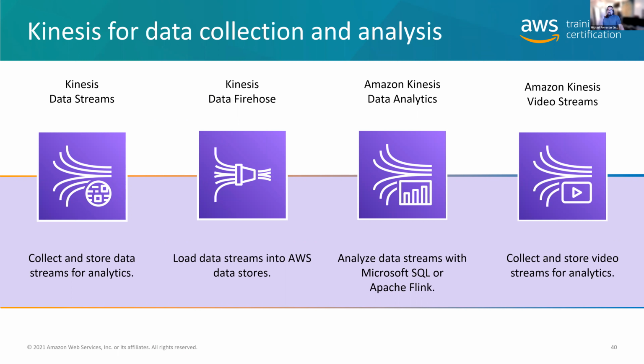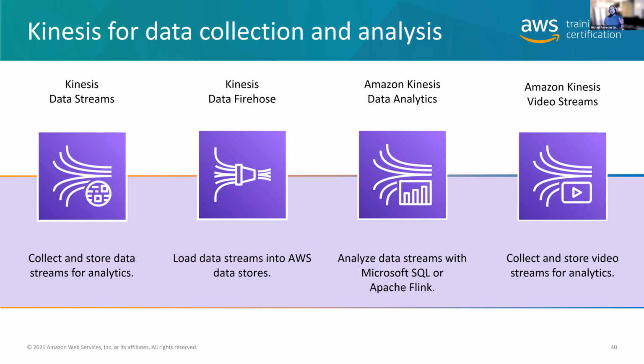Now you see that they have Kinesis data streams, which is really just for streaming data for analytics. They have Firehose, which is about streaming data into data repositories or data stores. Then they have data analytics, which will dump data streams into SQL or Apache Flink, sorry. And then you have Kinesis video streams, which is about collecting video streams for analytics. So analysis of images, transcription, that kind of thing.